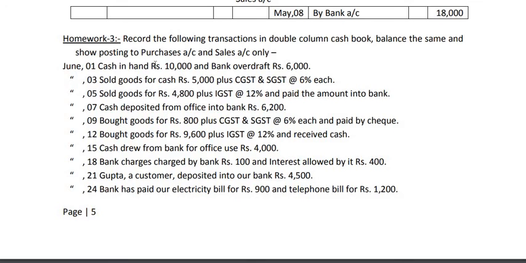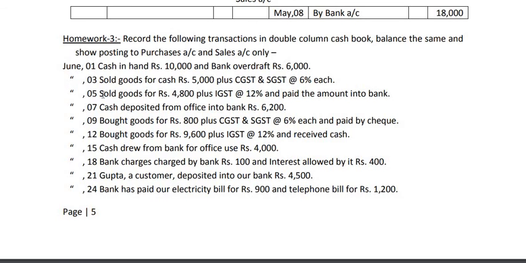Now here cash in hand is 10,000 and bank overdraft is 6,000. So this will come in the debit side as to balance b/d in cash column, but this will come in the credit side of bank column as by balance b/d in bank column 6,000. Then sold goods for cash, this plus CGST, SGST all will come in the debit side. You have to write to sales, to output CGST, to output SGST, and all will come in the cash column.